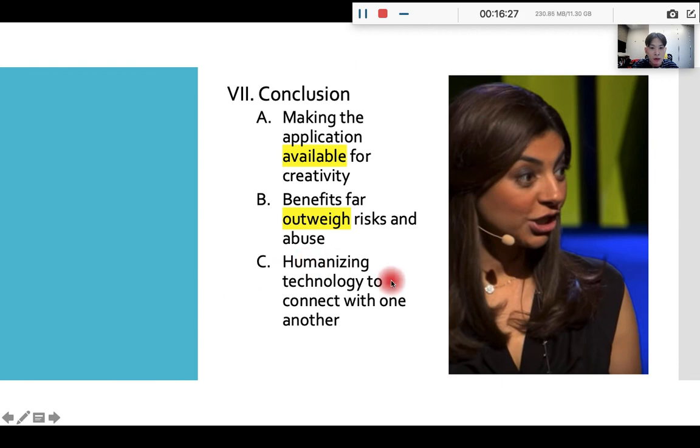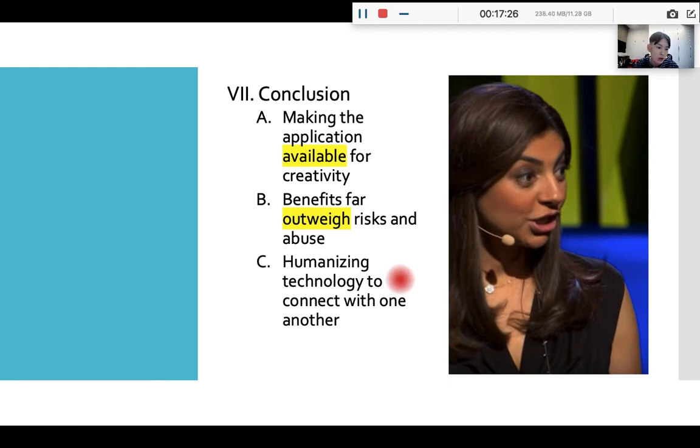So the conclusion, the speaker has 3 goals. Here she wants to make the application available for creativity so everybody can download it and use it for different purposes. And she wants it to be an app with benefits far outweighing risk and abuse. So in her opinion, she believes using this app has more benefits than risks. Do you agree? Can you come up with different examples that show that using this app can create problems or even be dangerous? From this talk, we see an example of a person trying to bring human emotions back to technology. So this is what it means by humanizing technology, to make technology more similar to human beings.